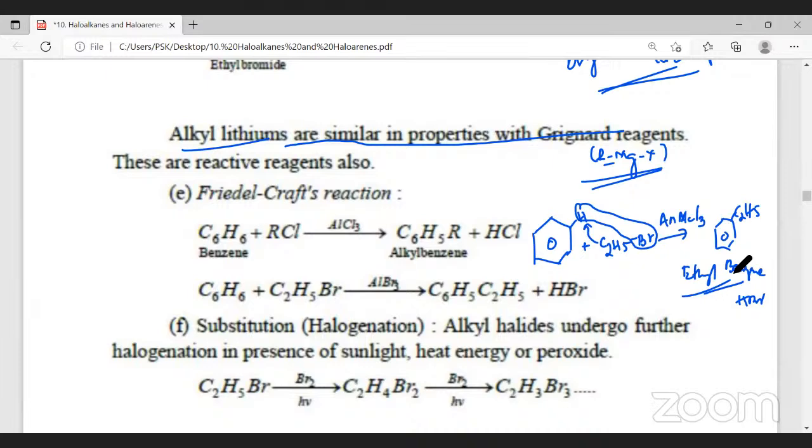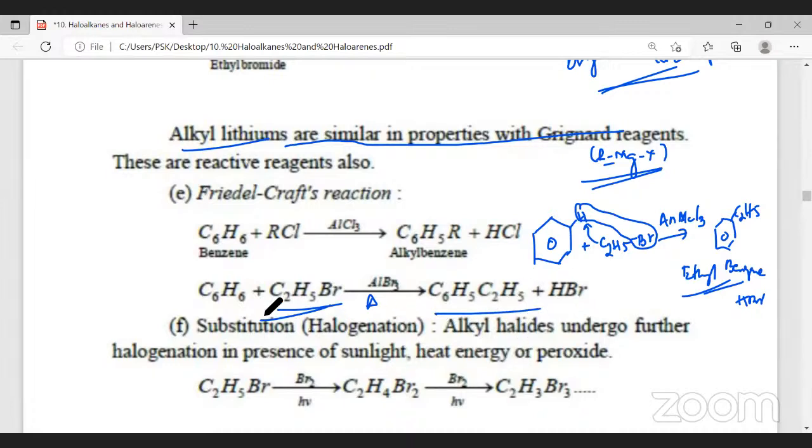Important question for 2 marks: Explain Friedel-Crafts reaction. What you should write is, when benzene is allowed to react with, or heated with, alkyl halides like ethyl bromide in the presence of aluminum chloride or aluminum bromide catalyst, you get alkyl benzene.